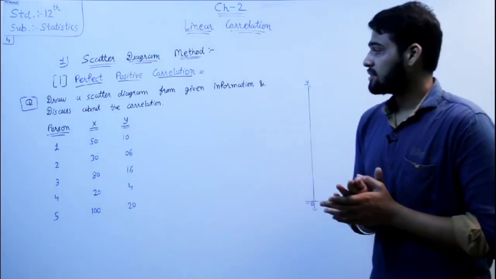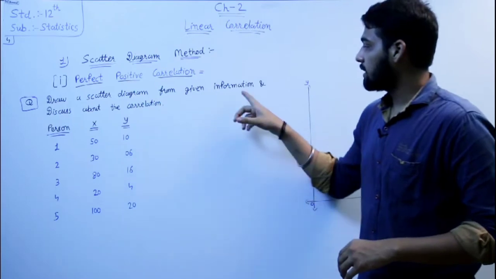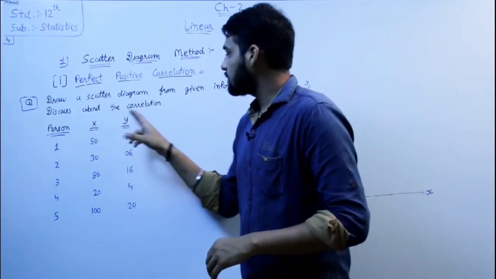Now in this sum, first of all we read the question. Draw a scatter diagram from the given information and discuss the correlation.